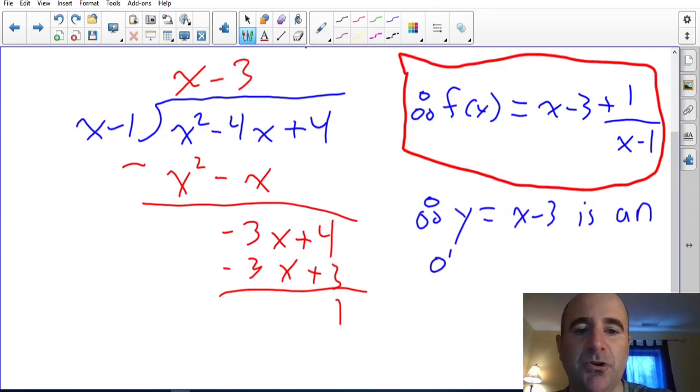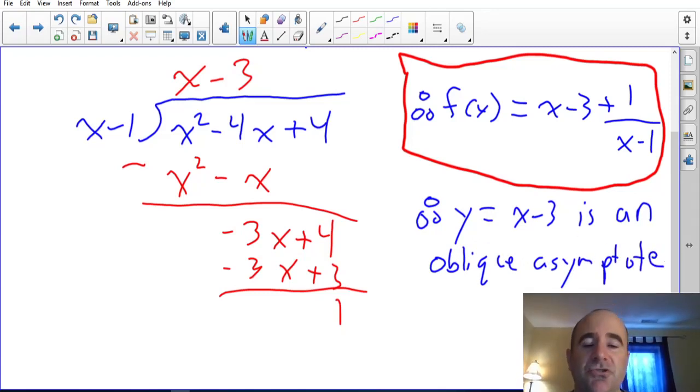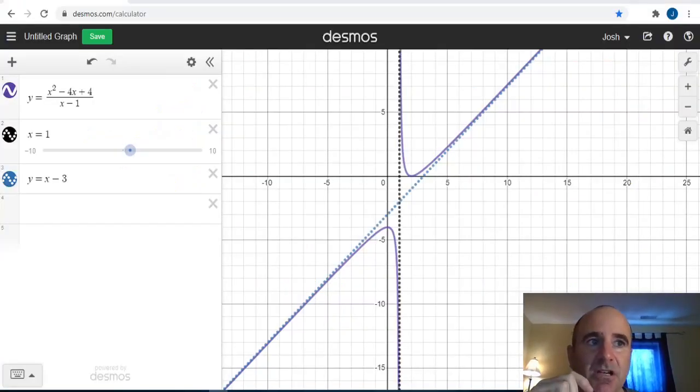I'm going to use the word oblique asymptote. And that explains the sort of strange picture we got when we put it in Desmos. Let's just look at that now too. So if you look now, you'll see I've taken our graph. I've still got the vertical asymptote, but I've added the line y equals x minus 3. And you can see how our curve gets closer and closer to the diagonal line y equals x minus 3.